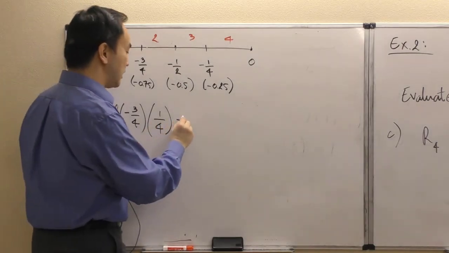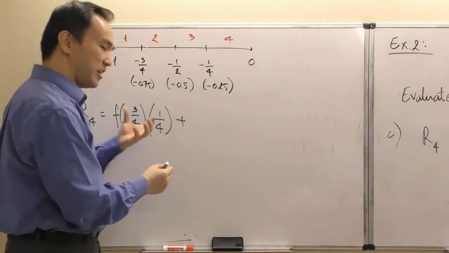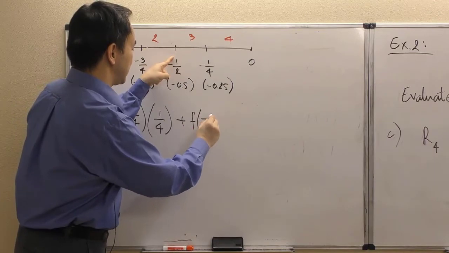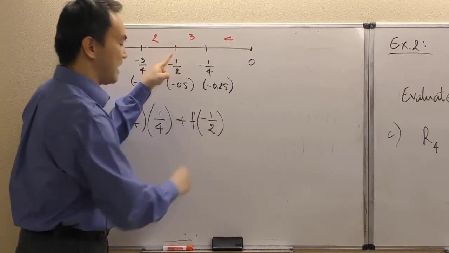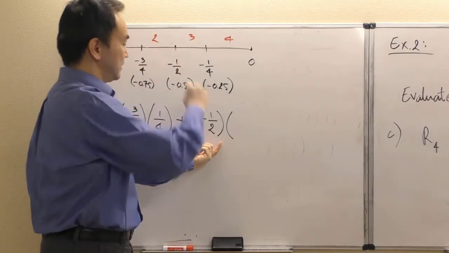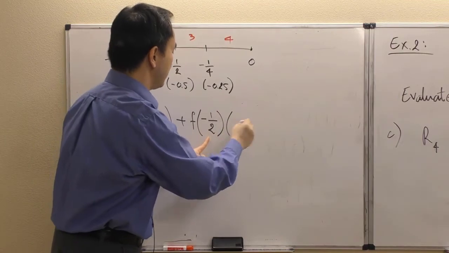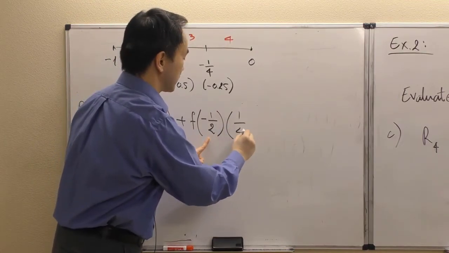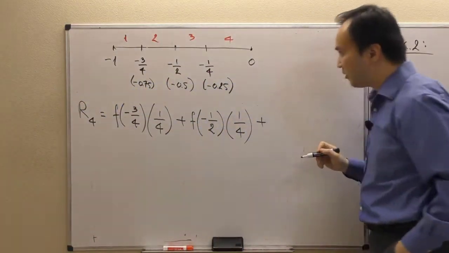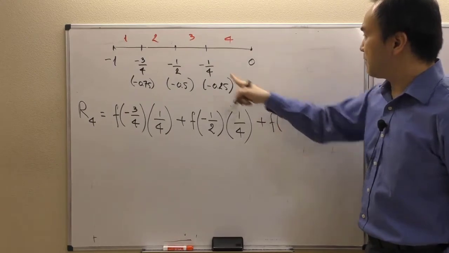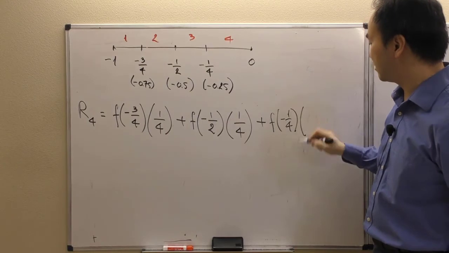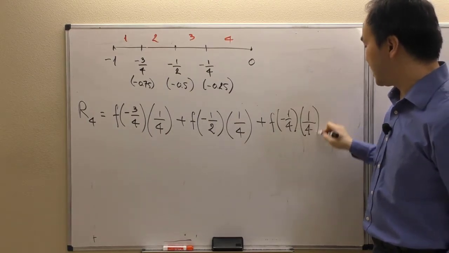Now I'm going to move on to the second subinterval. The right endpoint is -1/2. That gets substituted into the function, and we multiply the function output for the second interval's right endpoint with 1/4, the delta x again. Now we move on to the third interval. The right endpoint is -1/4. So -1/4 is substituted into the function, and I'm going to multiply that with the delta x that we have found.